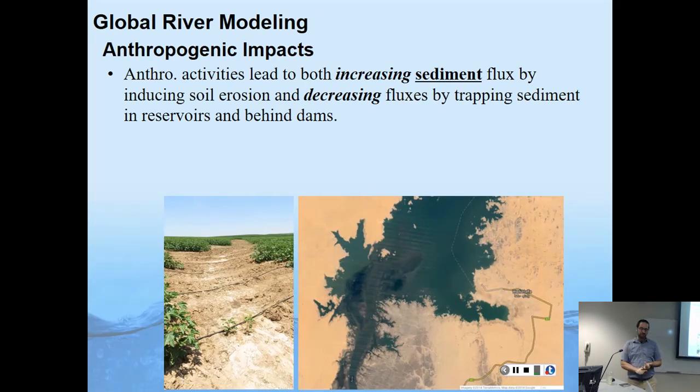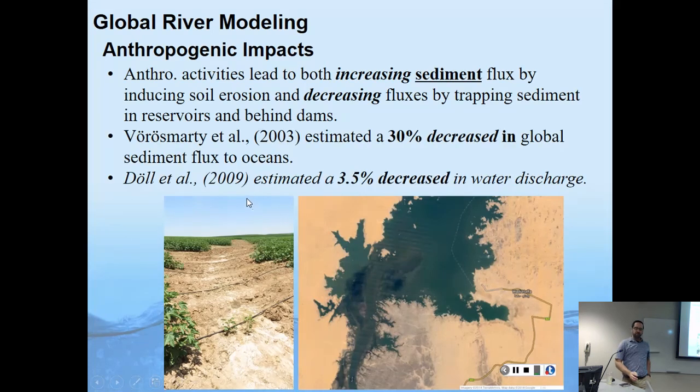So I call it the busy ant syndrome, right? We're very good and very effective at moving and disturbing sediment. On the other hand, we are also very busy beavers, right? We put a lot of dams on rivers. So there's a very contrasting mechanism that's going on. So what is the net effect, basically? What's going on here? What is the total effect of human beings on sediment in global rivers?